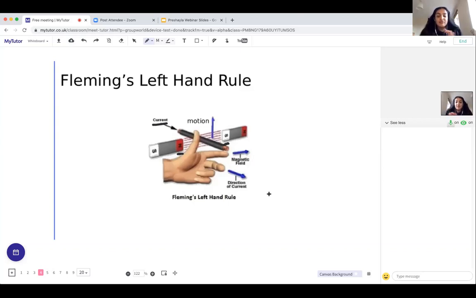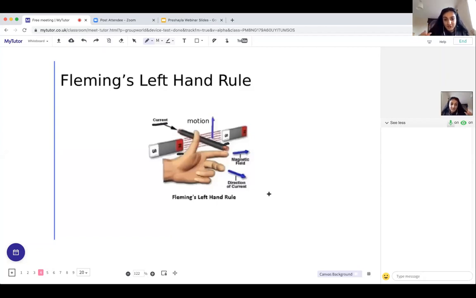Now, something really important to remember is it's always with the left hand. If you do it with the right hand, all your answers will be opposite, and we don't want that. Okay, so Fleming is always left hand, and Fleming is used for the motor effect. You only use Fleming if you want to know the direction of the magnetic field, or the direction of the current, or the motion. And most likely it's going to be the motion that you have to work out.